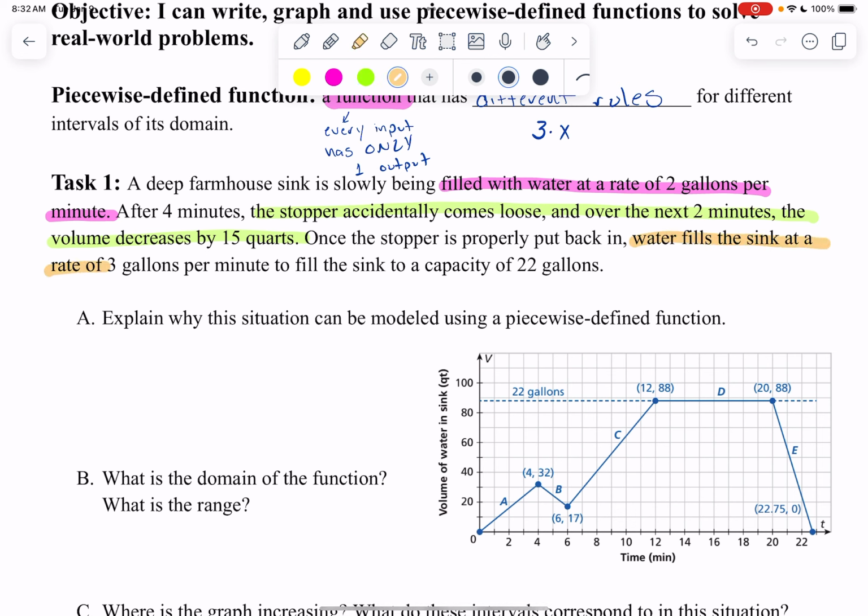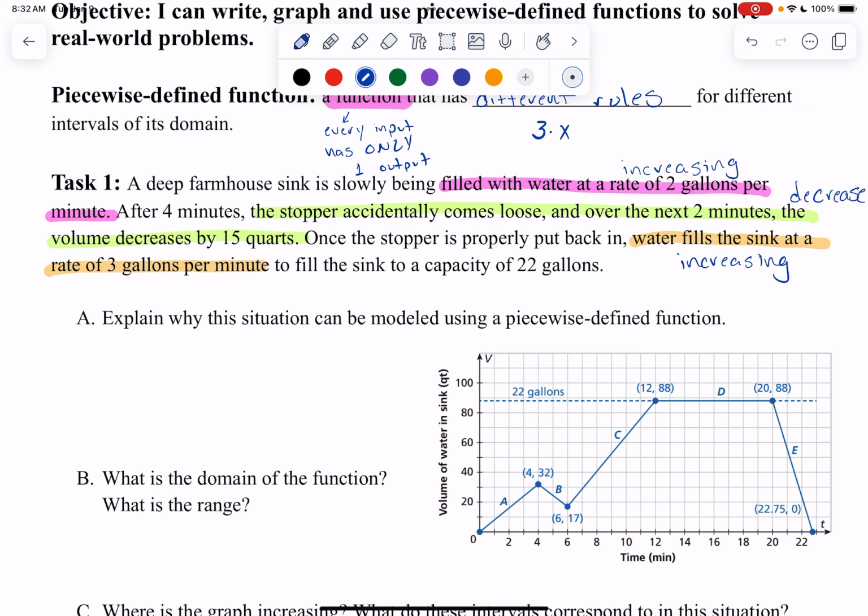Water fills the sink at a rate of 3 gallons per minute, so now we're increasing again. For this pink bit, it's an increasing function. For the green bit here, it's decreasing because the water level is going down. And then for the orange bit, it's increasing again. So this function cannot be defined in just one piece because there are different chunks to it.